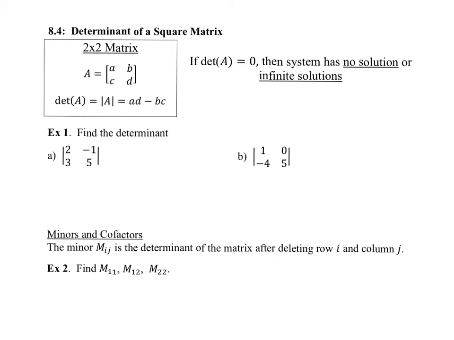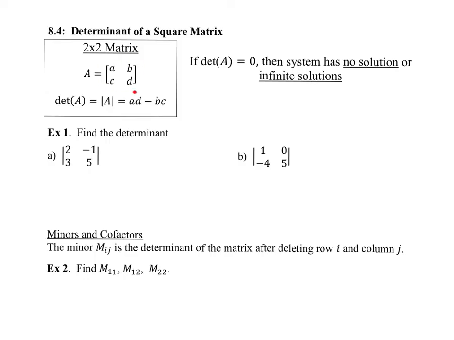8.4 is the determinant of a square matrix. The determinant is a scalar. It only applies to a square matrix, and the value of the determinant can be used in different applications, even though we're not going to learn any of them in this section. In the next section, we will learn some of the useful applications for a determinant.